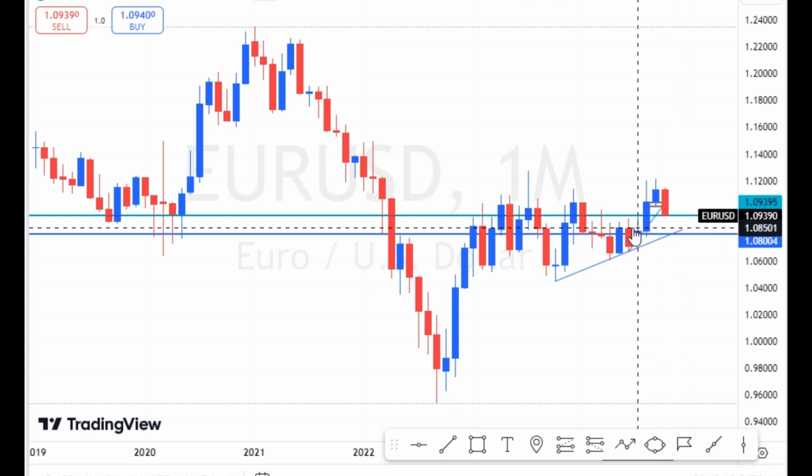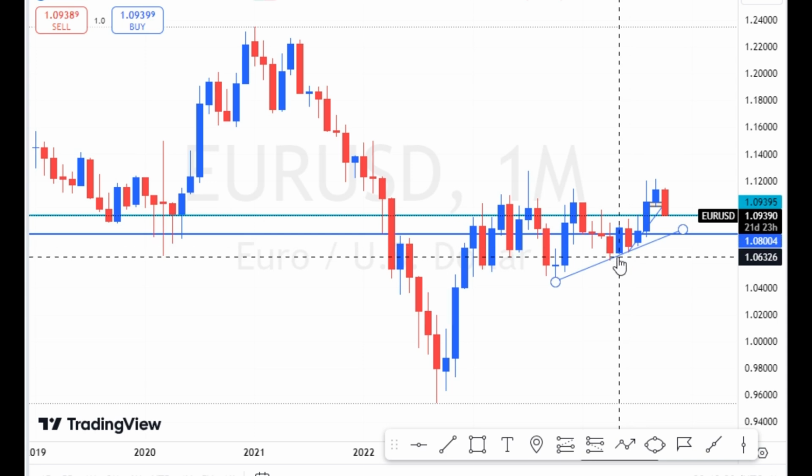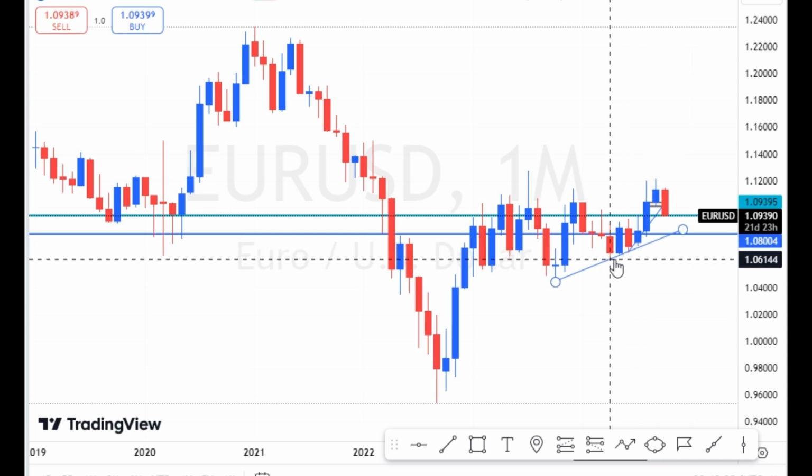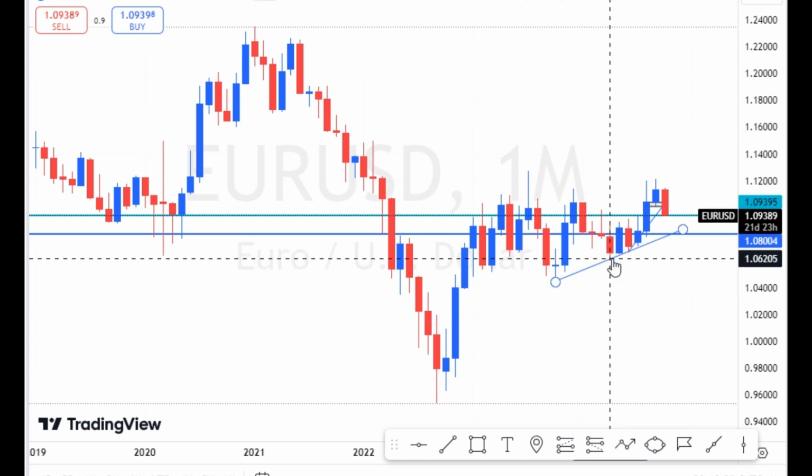Our first target will be this monthly support, and our next target will be this area of support on the monthly chart. So we expect Euro USD to drop on the monthly chart because price failed to close above a monthly resistance, so we expect Euro USD to drop.